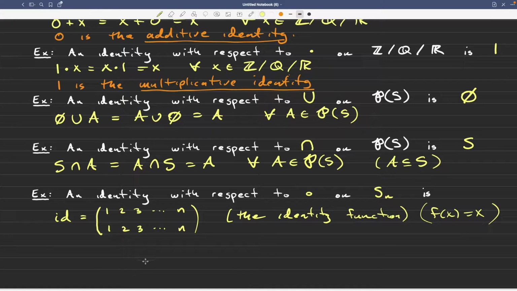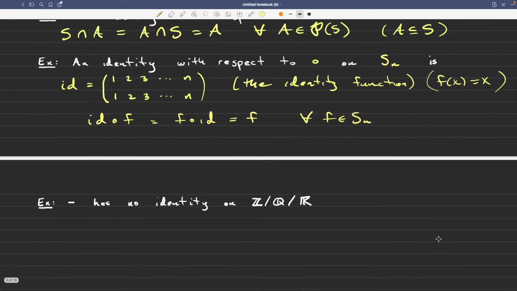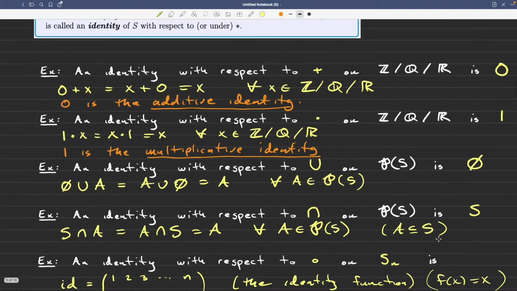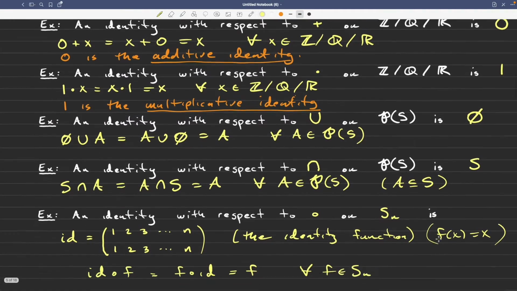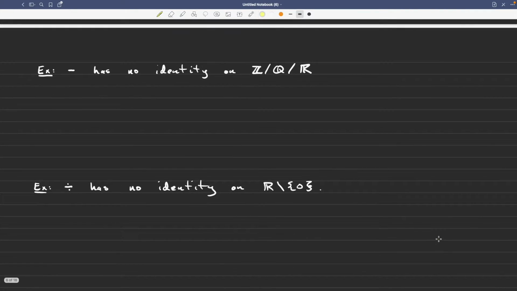But when you compose this function with any other, ID composed with f is f composed with ID, which gives you back f, and this is true for every f in Sn. Now you don't always get an identity element. I did several examples here in a row where you have an identity element, but it's not necessarily true that you get one. For example, for subtraction, there is no identity element.